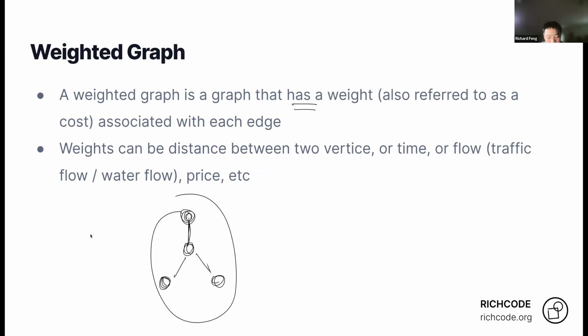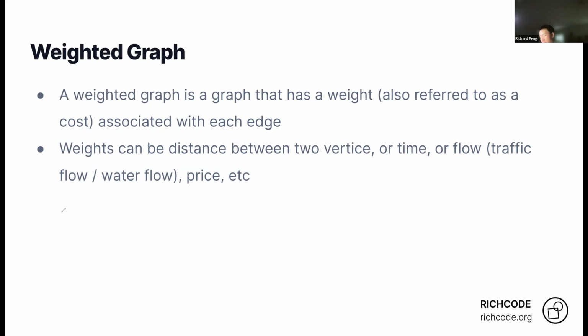Next, I'm going to introduce the concept of a weighted graph, which is a graph that has a weight, also referred to as a cost, associated with each edge. Weights can be the distance between two vertices, or time, or flow, if we're referring to traffic flow or water flow, price, etc. So it can basically be anything that is associated with the edge.